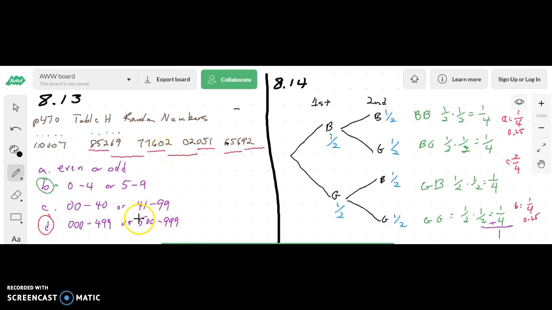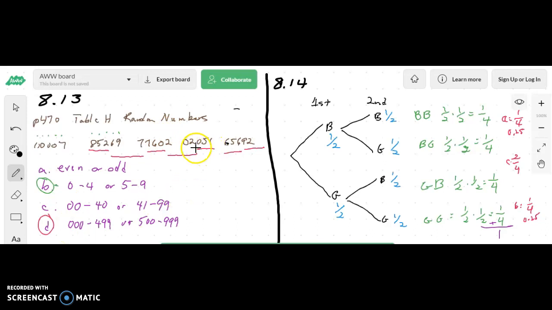Those would allocate here to group B. And then the next 3 digits, 202, they fall between 000 and 499. And therefore this would indicate the next subject would be assigned to group A. The next one here is 051.